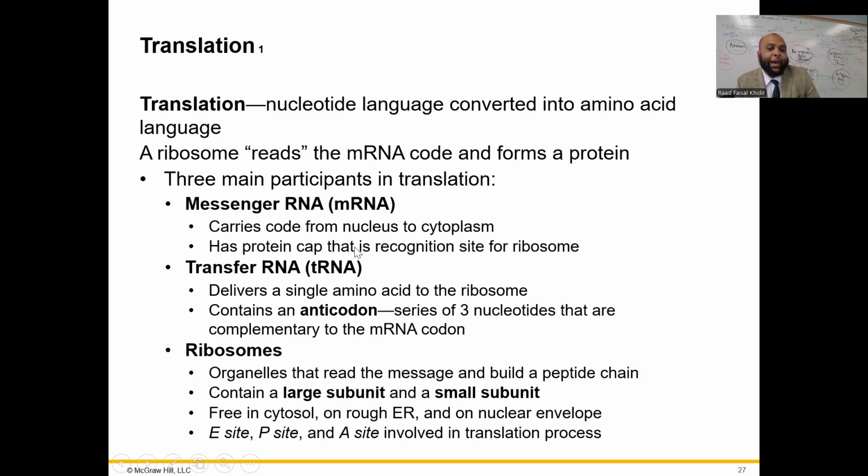It has a poly A tail and a 5' G cap, a guanosine cap, the 5' guanosine cap, and it has a poly A tail at the 3'. That's the messenger RNA. Then the transfer RNA is the tRNA. It delivers a single amino acid to the ribosome, and it contains an anticodon, a series of 3 nucleotides that are complementary to the mRNA codon.